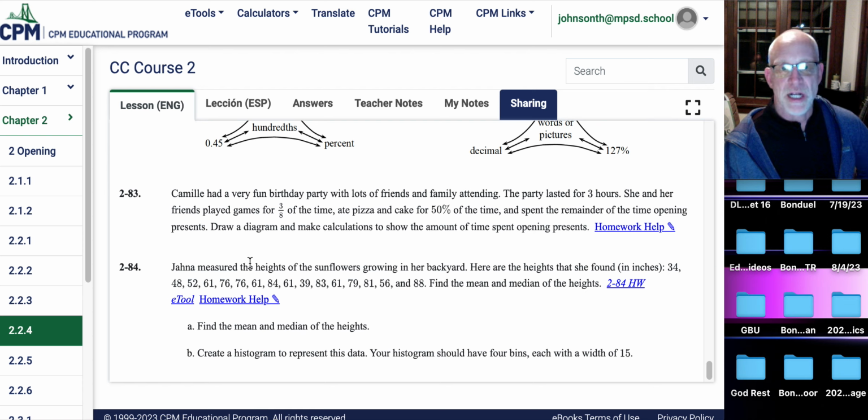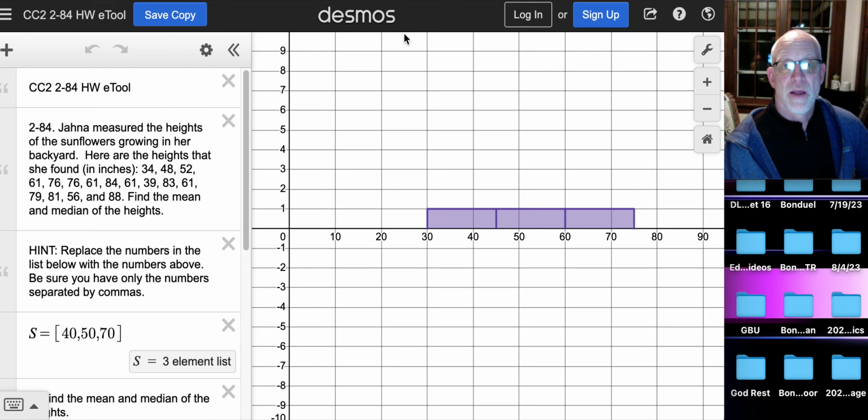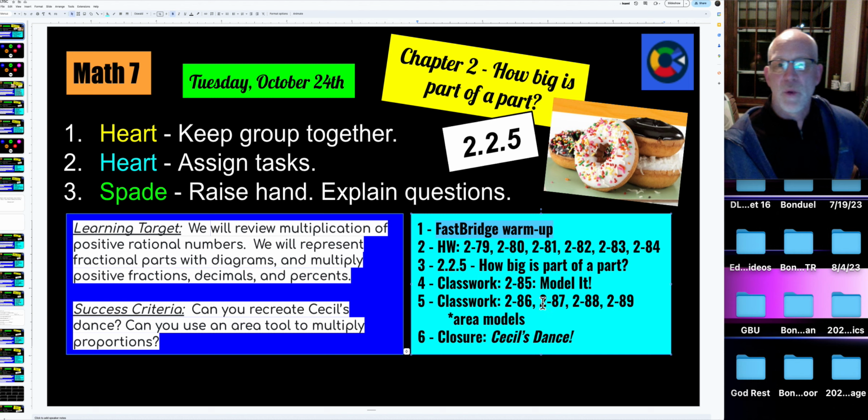284. Jonna measured the heights of the sunflowers. Here are the heights that she found in inches. That long list. Find the median and mean. And then create a histogram. If you need help, you can go to homework help. Or this one has an e-tool in it. That's cool. All right.